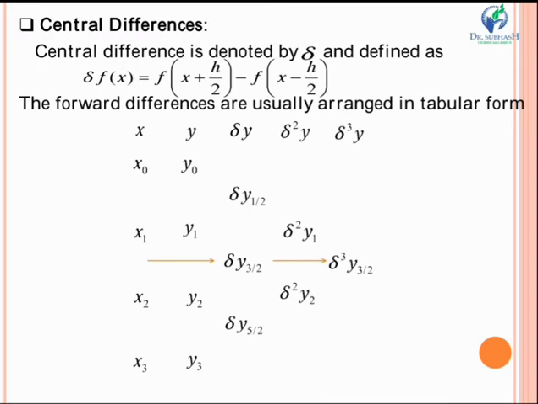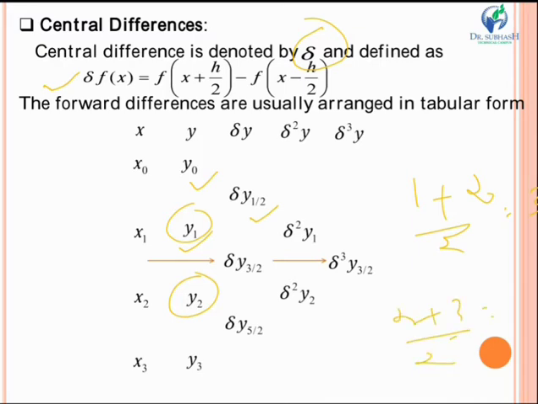And central difference is denoted by again delta and is defined as delta f(x) = f(x + h/2) - f(x - h/2). And see, here we are taking the average of the suffix. See, 0 plus 1 by 2, that is 1/2. 1 plus 2 by 2, that is 3/2. Same way, 2 plus 3 by 2, that is 5/2. This is the term, right?